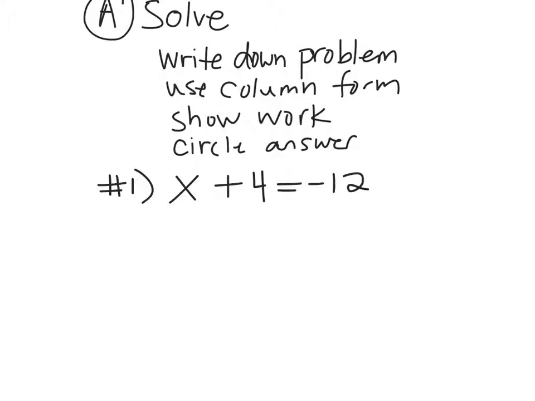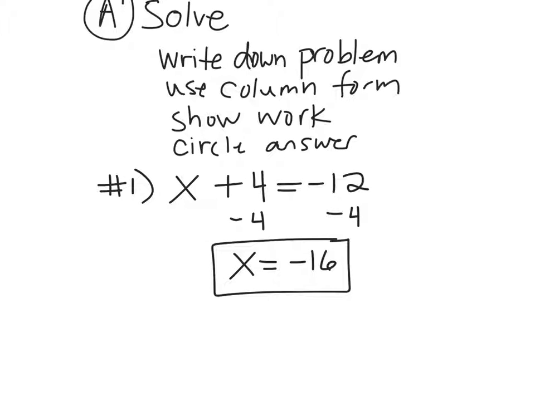So you write down the problem itself, there it is, and then you show work going down the page. So I'm going to subtract 4. And what you do to one side of the equation, you do unto the other. That's the golden rule of algebra. And you get x equals negative 16. I like to put a little rectangle around my answer. You can circle it.